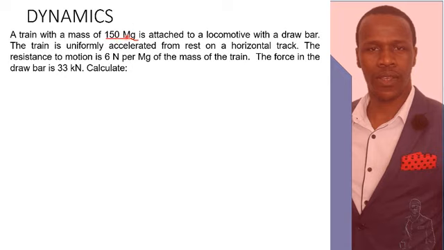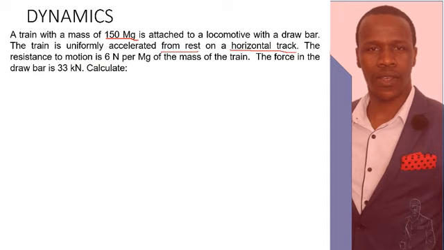So let's continue reading now that we understand this. A train with a mass of 150 megagrams is attached to a locomotive with a drawbar. The train is uniformly accelerated from rest. That means u is equal to 0, initial velocity. On a horizontal track, this is another trick, because now we know that we are dealing with it that starts from rest, and it is on a horizontal track, so we'll use the horizontal formulas.